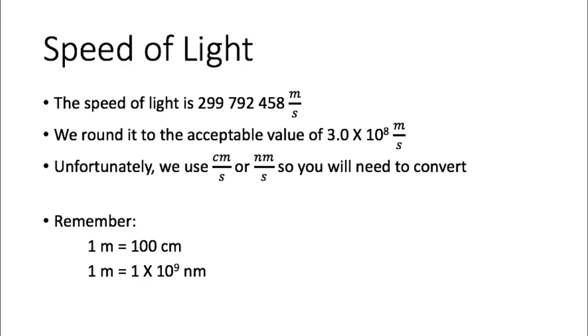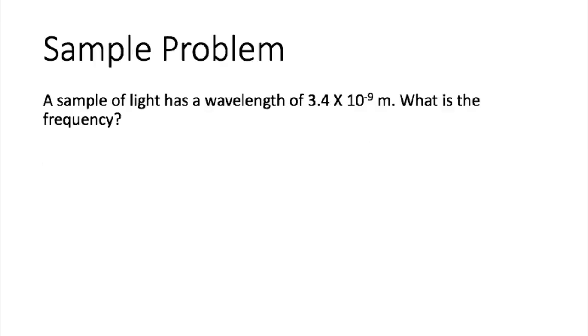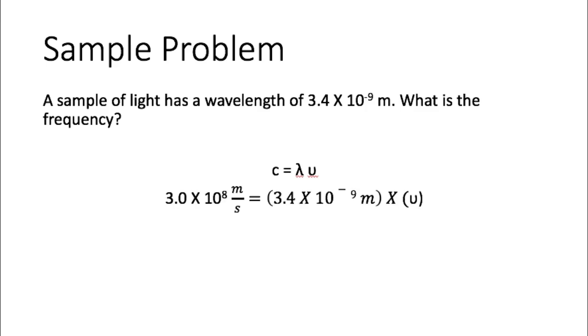Let's look at how we solve a problem. A sample of light has a wavelength of 3.4 × 10⁹ meters. What is the frequency? We're going to start out by taking a look at our equation. The speed of light is equal to frequency times wavelength. So we have 3.0 × 10⁸ meters per second. That's our speed of light. Our wavelength is 3.4 × 10⁹ meters, and we're looking for frequency.